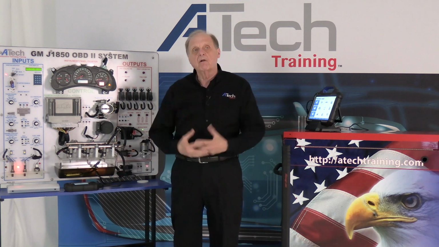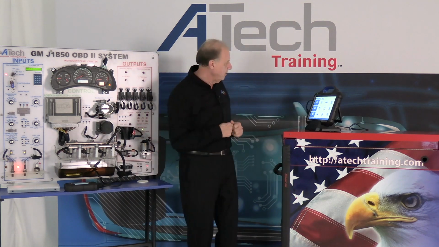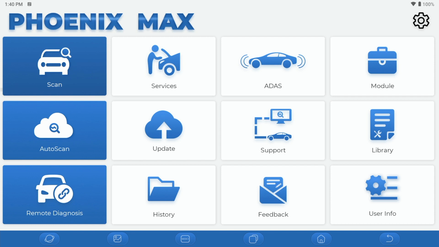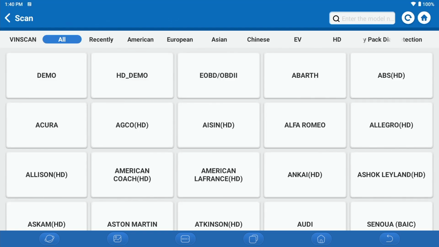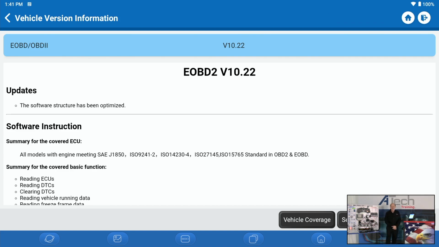So I'm going to start with OBD2 like I did before. So on this particular tool, if I'm looking at my scan tool, I'm just going to hit scan. And when I hit scan, you notice it says demo, HD demo, and we're going to look at EOBD or OBD2. Now the reason we do that is because if it's a European car, they go for the EOBD. That's across the world right now. So if I click on that one, it comes out and loads the software for this particular setup.